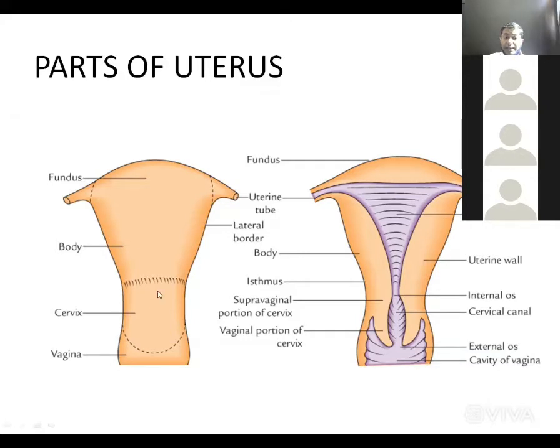So collectively, there are three main parts of the uterus. The fundus, which is above the imaginary line joining the two uterine tubes, this is the body and this is the cervix. So the isthmus is separating the body from the cervix, whereas this imaginary line is separating the fundus from the body. So these are the parts of the uterus.